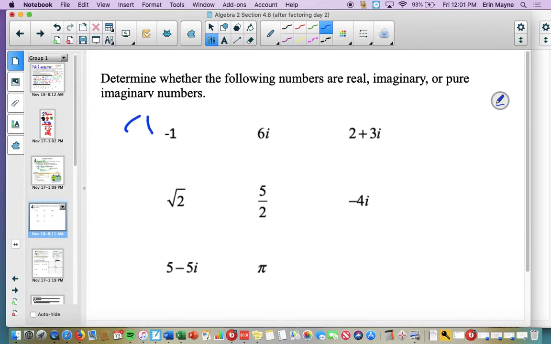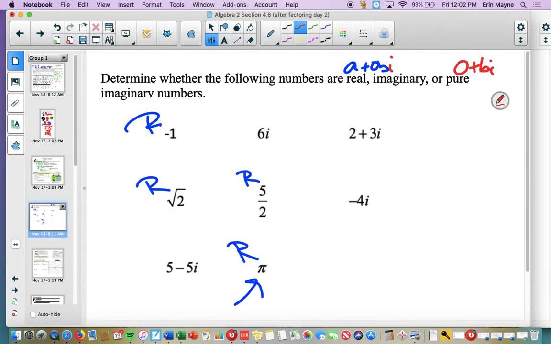Okay, we should have listed the real ones, which are just of the form a plus 0b. We've got a real one here, here, here, and here. This is irrational, but it is still real and has no imaginary part. It's pure imaginary. We just talked about that, if it's 0 plus bi.